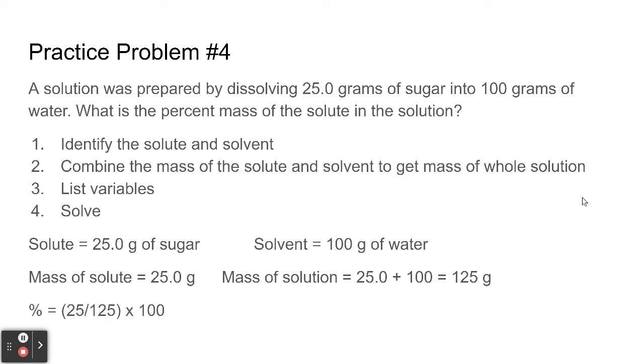Then to do the percent composition math, you would do 25 divided by 125 times 100. So in this case, our percent composition is 20%. So there's 20% sugar in this solution. So it's probably a pretty sweet water. It's probably like you're drinking some Kool-Aid or something. So that is how you solve percent compositions.